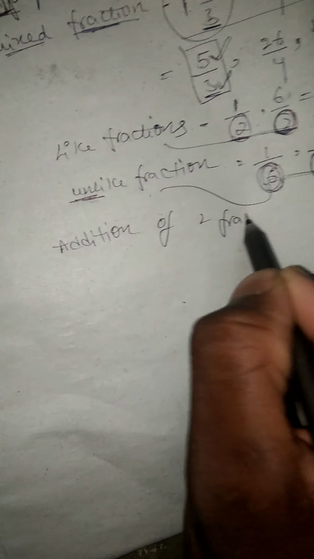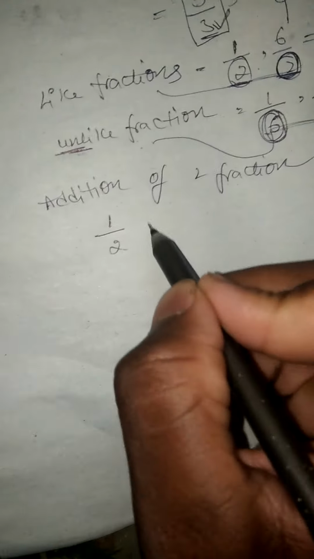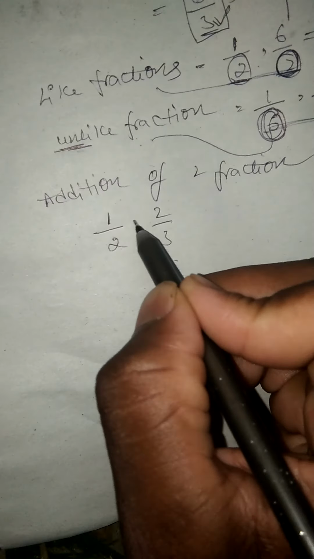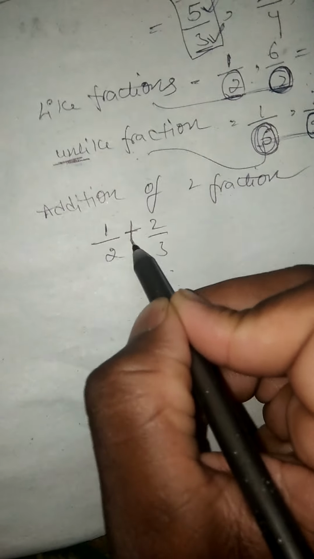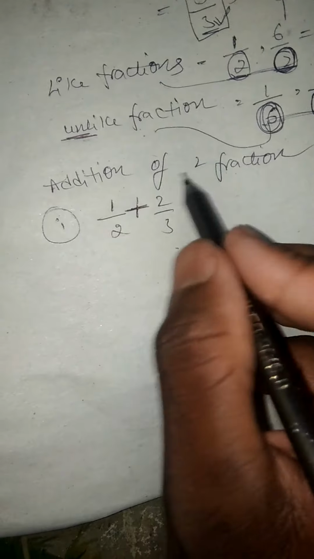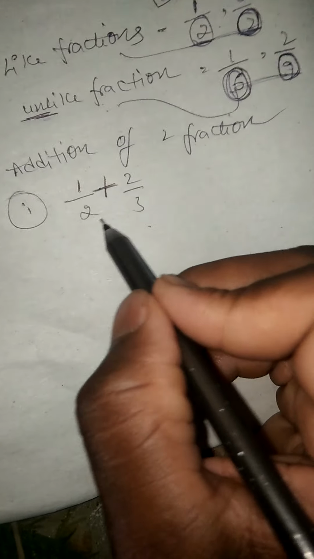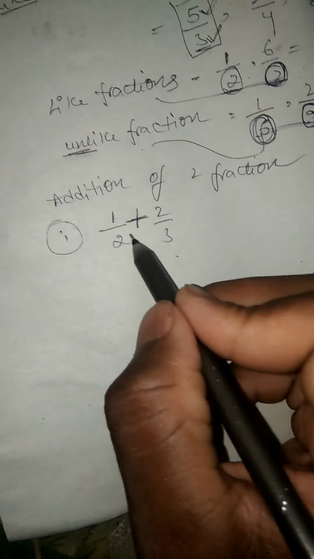Addition of two fractions. This is one fraction and this is another fraction. There is addition, so we have to put a plus. This is the first method. There are three methods in addition of fractions.